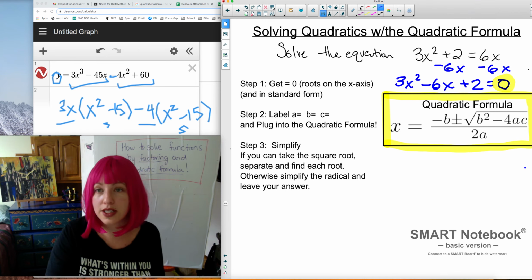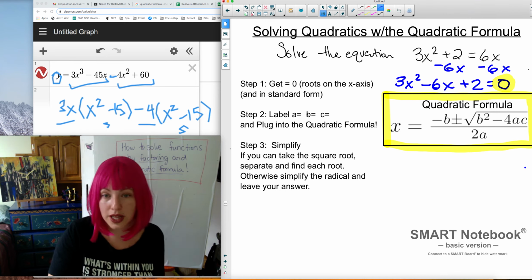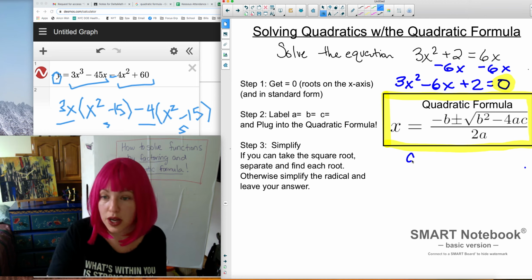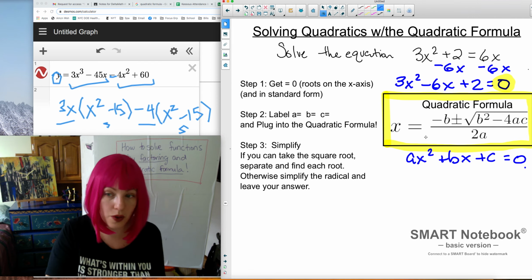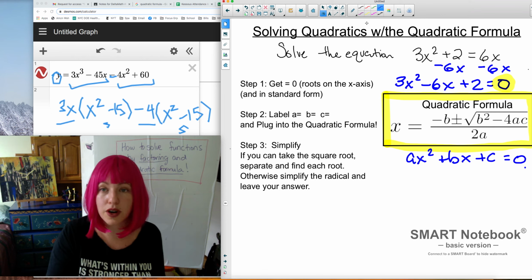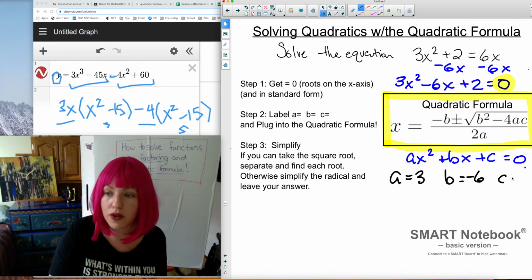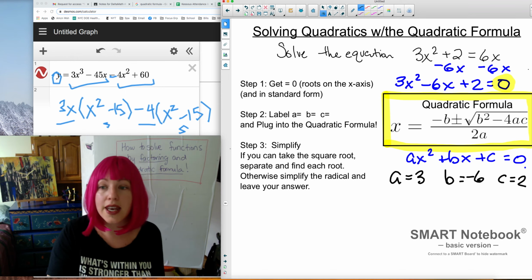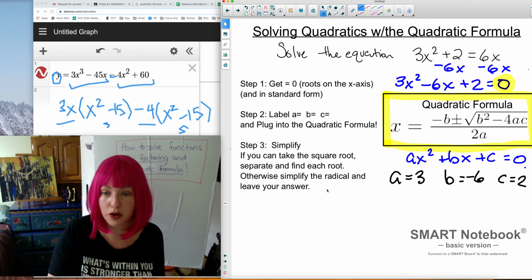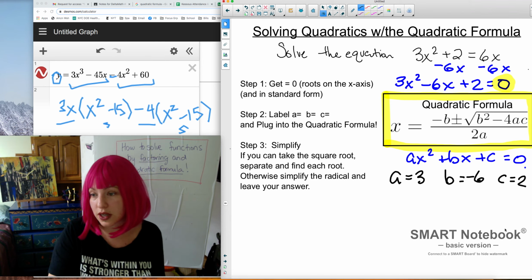Next, we label the a, b, and c. So ax squared plus bx plus c equals 0, or equals y. The a is always the number in front of the x squared, so a is equal to 3. Make sure to pay attention to the sign. b is the number in front of the x, negative 6, and c is the constant, no variable, c equals 2. And now we're going to plug it into this quadratic formula. So make sure that you are taking good notes.